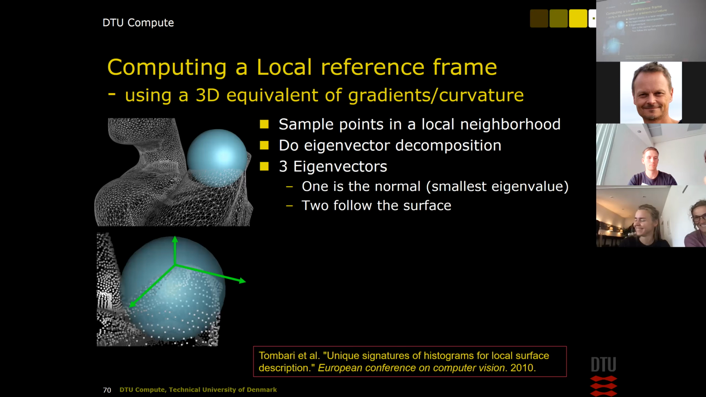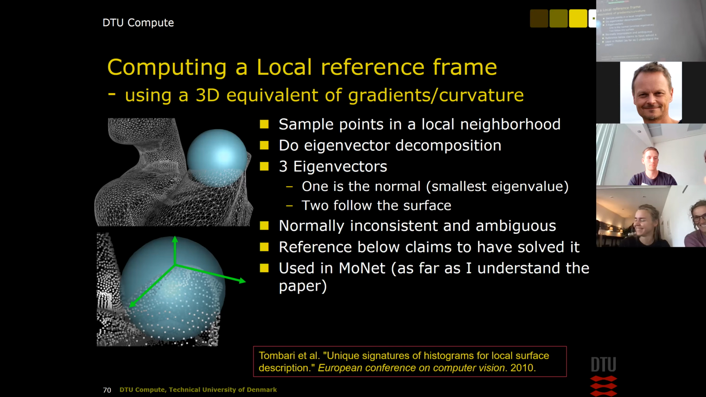Then you can do an eigenvector decomposition of these points and create a local reference frame. By default, at least you have 3 eigenvectors. The smallest one is an approximation of the surface normals, and the 2 others will follow the surface. And of course, if you have a ridge, one of them will probably lie on the ridge and the other one will not, and so on. The problem with that is it's normally very inconsistent and ambiguous, because when you do an eigenvector decomposition, you cannot be guaranteed which way it points.